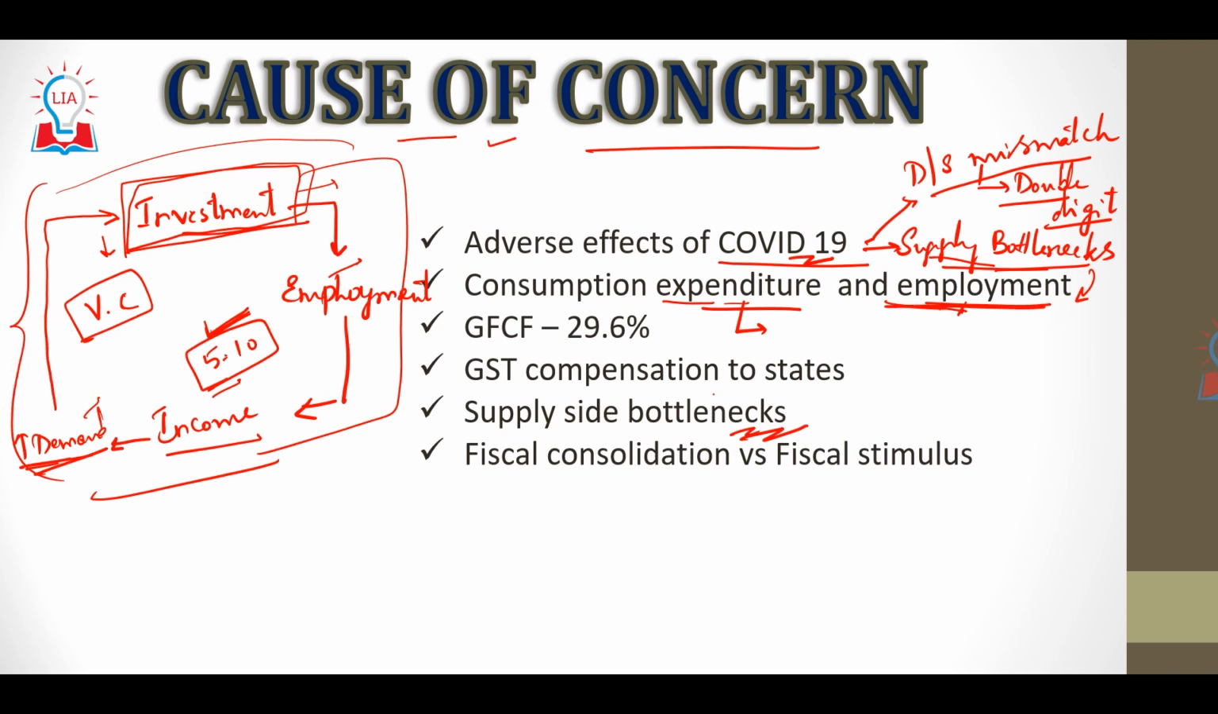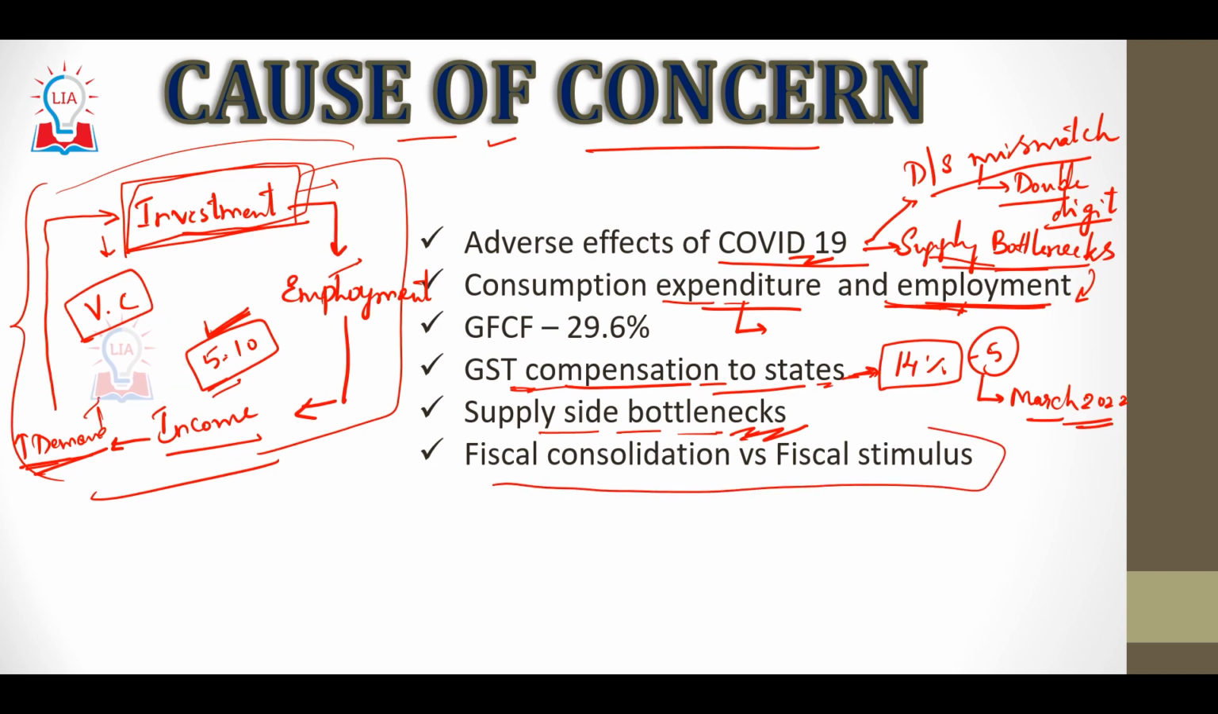Okay, we'll move forward. Third one is the GST compensation to states. What is the GST compensation? When the GST was enacted, as you all know, it is a demand driven or consumption based tax. Because of that, the central government promised a 14% increase in the tax revenue for the next 5 years. This is going to end in March 2022, and now the states are unhappy. They want the center to extend this GST compensation scheme so that their revenue is met. And the last one, the supply side bottleneck that we have already discussed.